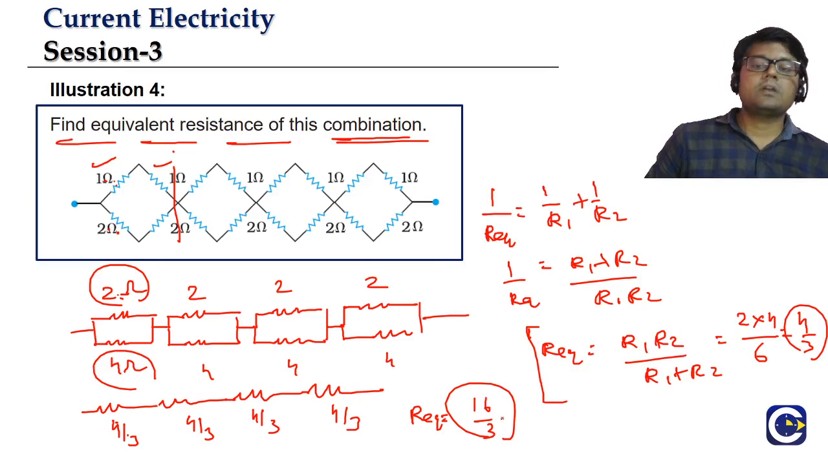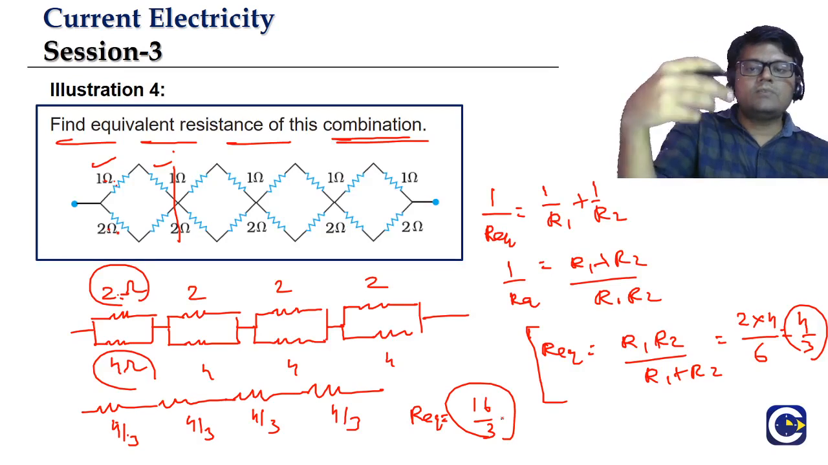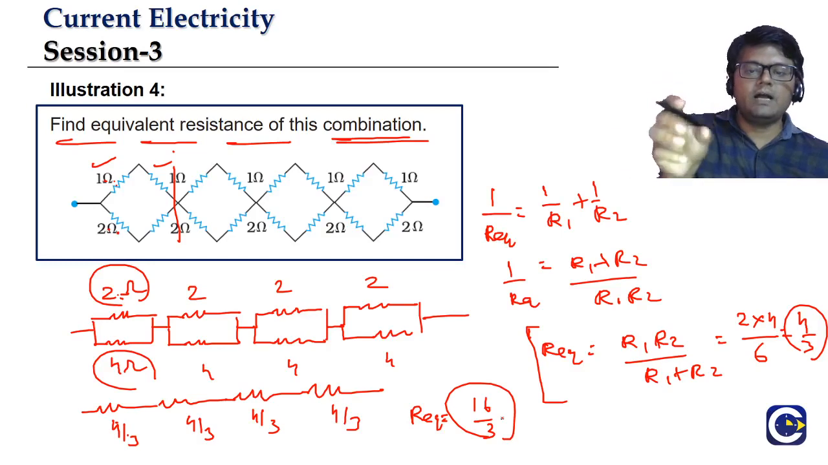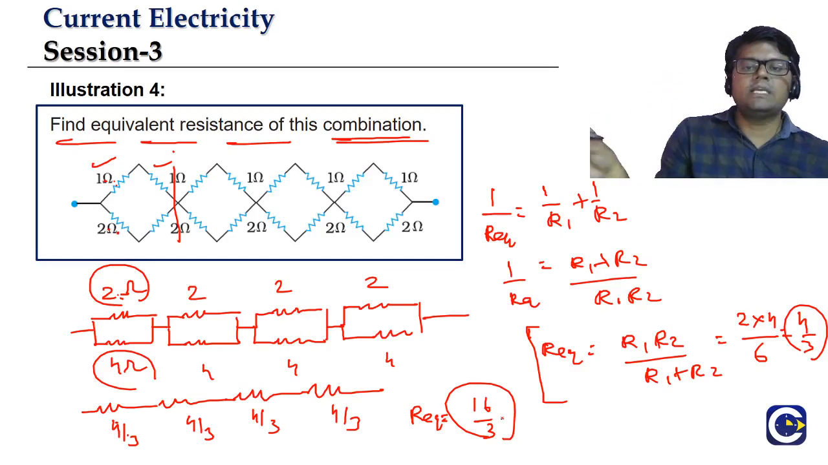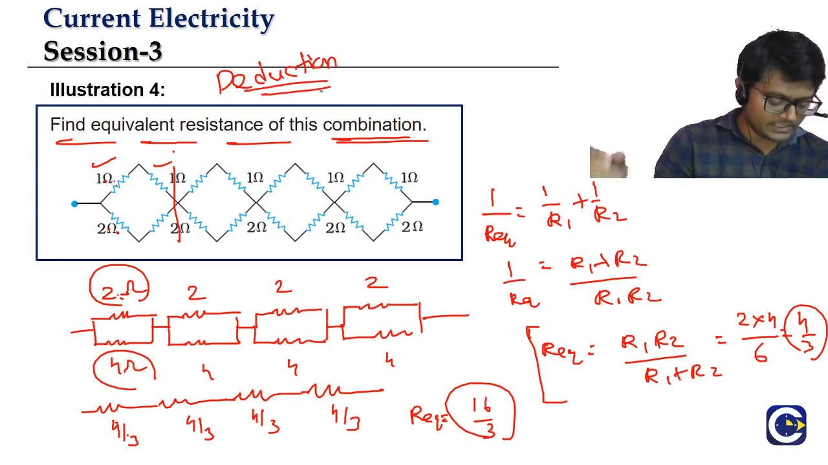So this is what we will be calling circuit simplification. We will not have just one resistor, we will have a combination. We will see that one set will be either in series or parallel. So we have to simplify them, and then finally we will arrive at the overall equivalent resistance value. This is what we call circuit simplification or circuit deduction kind of problems. Clear, guys?